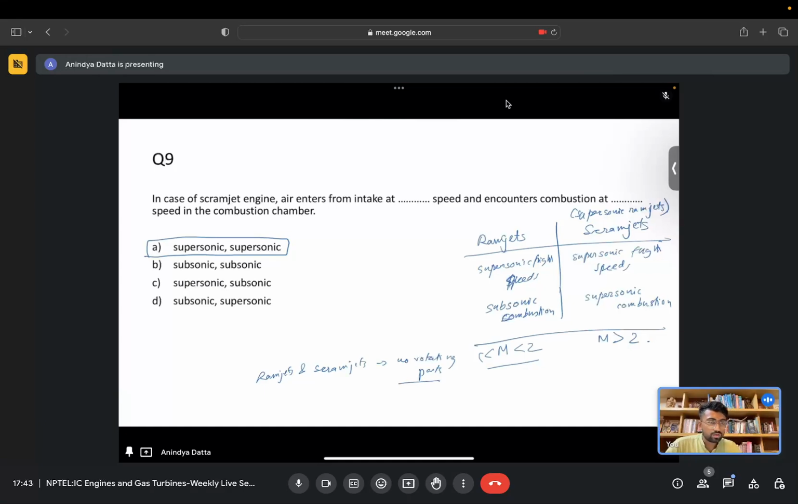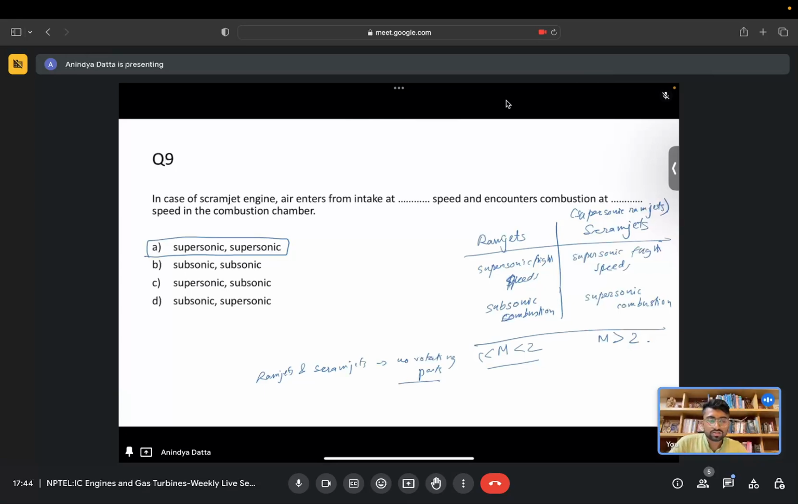Okay, so the flow velocity reduces when it is undergoing compression. In a ramjet, that flow velocity reduces below Mach 1, so the flow becomes subsonic. But in a scramjet, as it goes through the oblique shock system, the flow velocity reduces but does not go lower than 1, it stays higher than 1. So in the combustion chamber the flow is still supersonic and we get supersonic combustion.